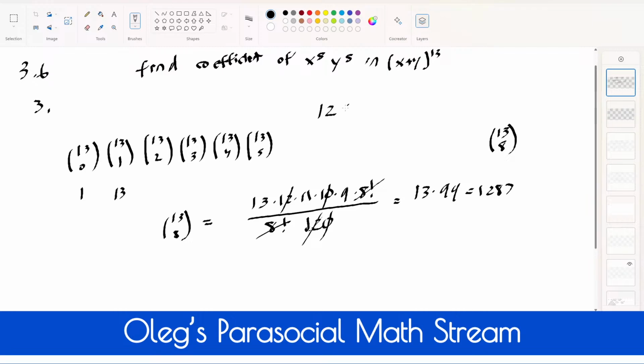I believe it's going to be 1287 x to the 8th power, y to the 5th power. I think that's the answer. Let's take a look.